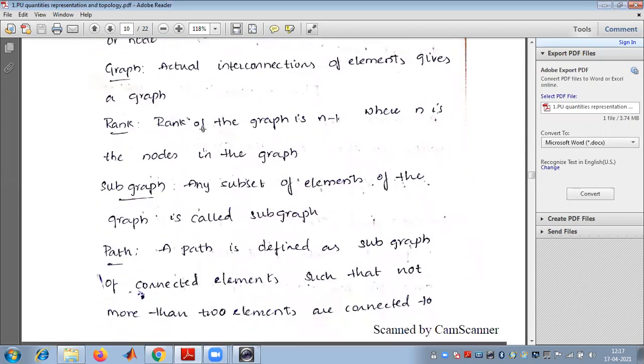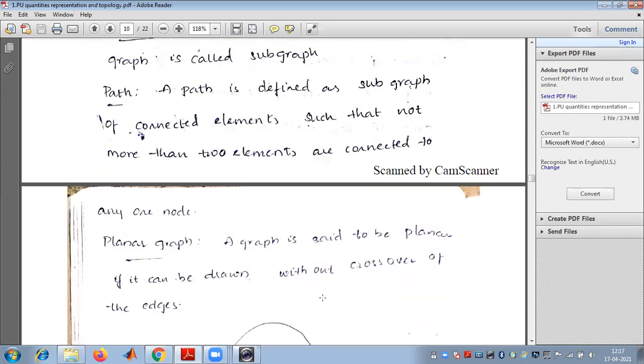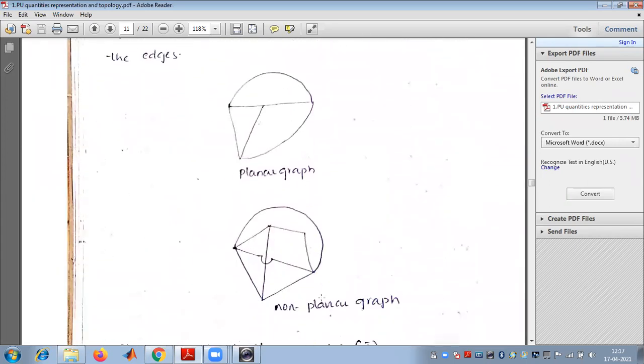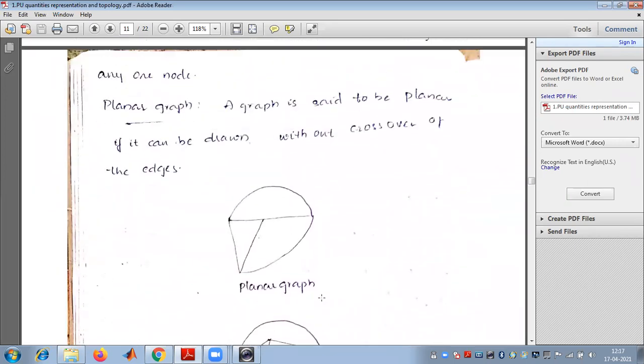Now a subgraph is nothing but any subset of elements of the graph. A path is defined as a subgraph of connected elements such that no more than two elements are connected at a node. Now here again you have planar graphs and non-planar graphs. A graph is said to be planar if it can be drawn without crossovers.